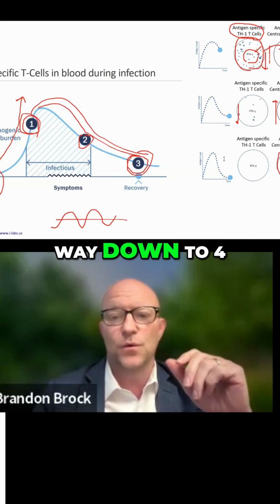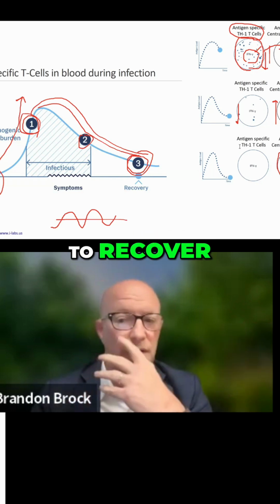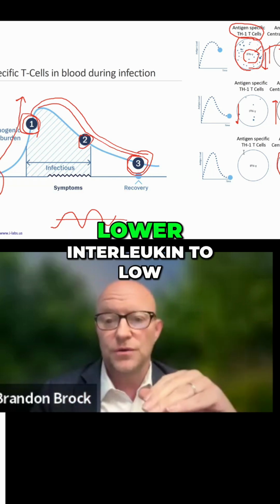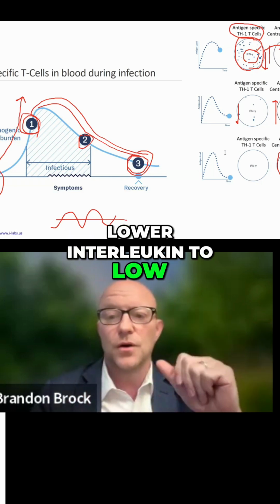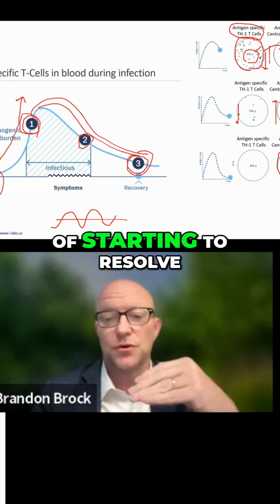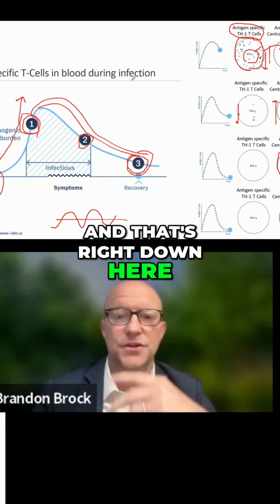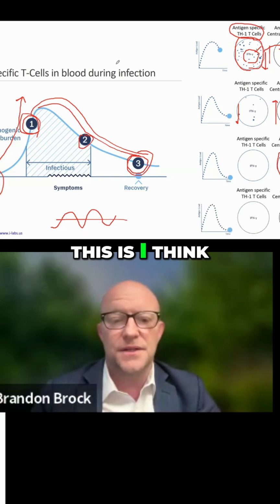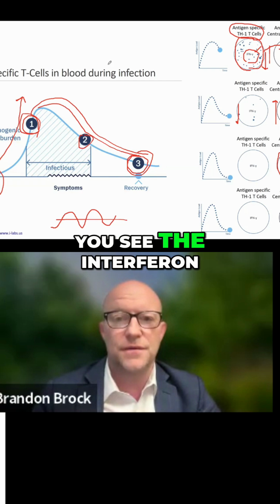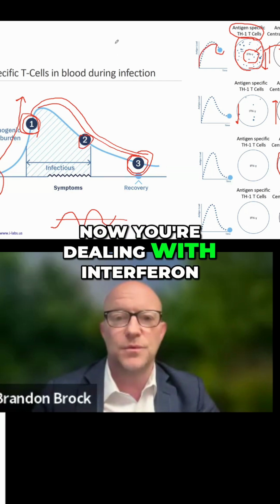And then all the way down to 4 is where you have resolution. You have low antigens. As this thing starts to recover, you have low antigens, lower interleukin-2, low interferon gamma. And that's just showing that you went through the whole response and it's starting to resolve a little bit now. And that's right down here. So interferon, I think this is one of the important concepts to see. You see the interferon gamma response. So you have your peak infection, now you're dealing with it with interferon.